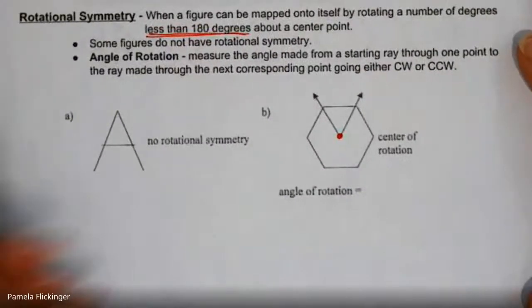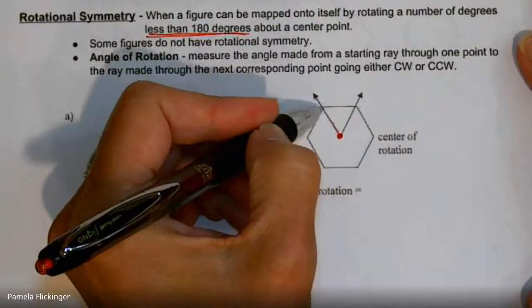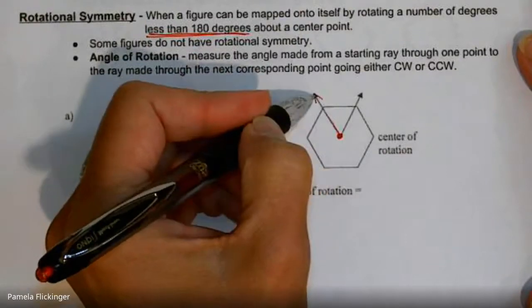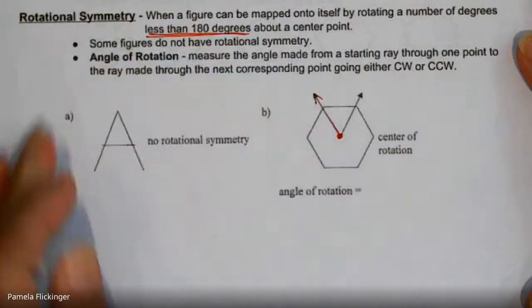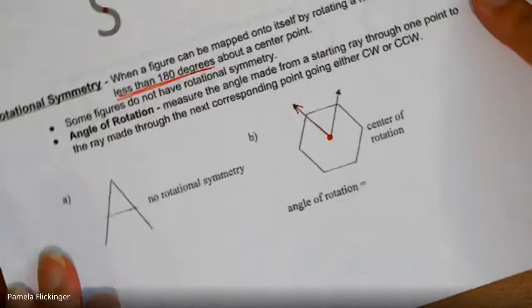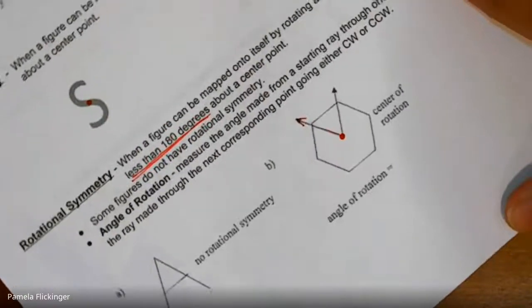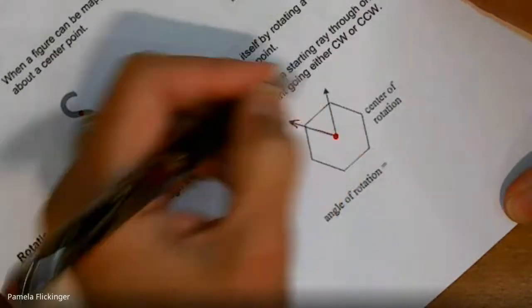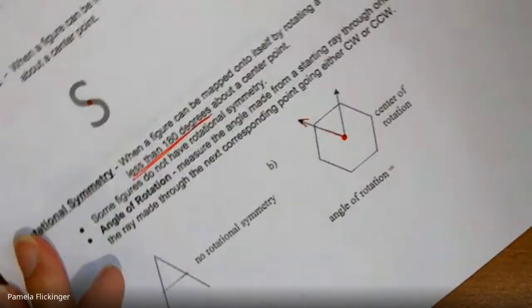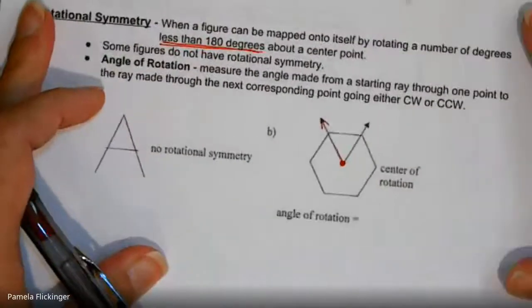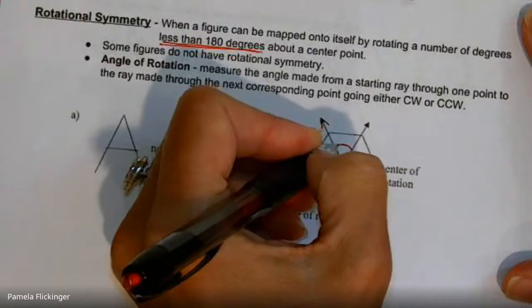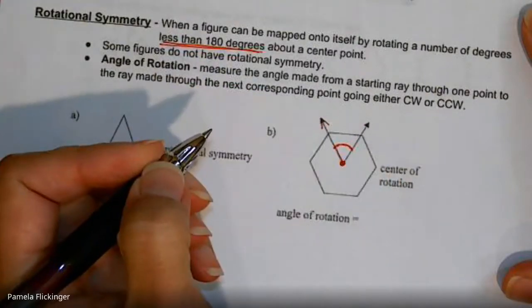So what you're going to do is draw a ray up through one easily identifiable corner in your picture. And then if we turned, where would we meet that identical corner again? And we would draw a second ray. The angle that those rays create is your angle of rotation right here. Okay. So how do we figure that out?